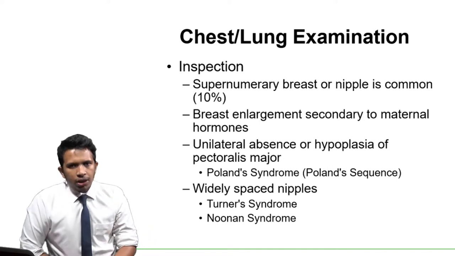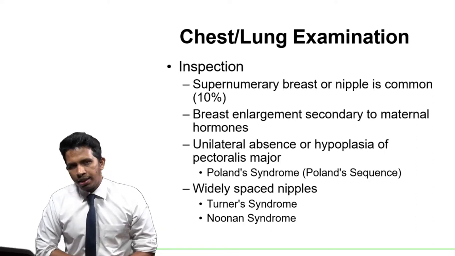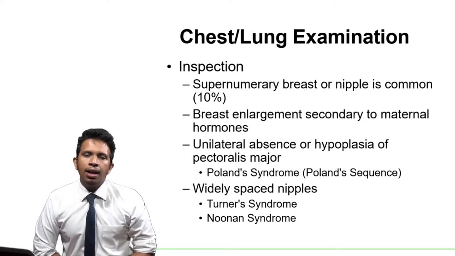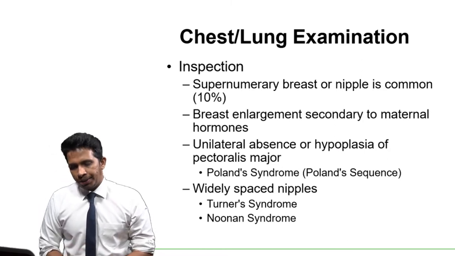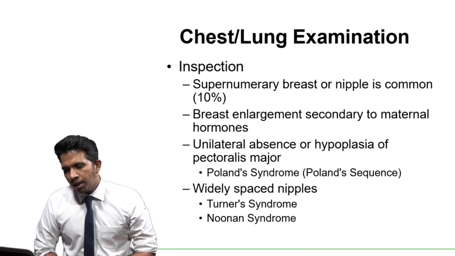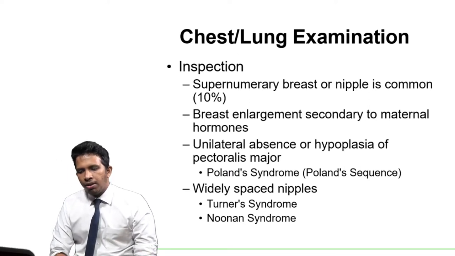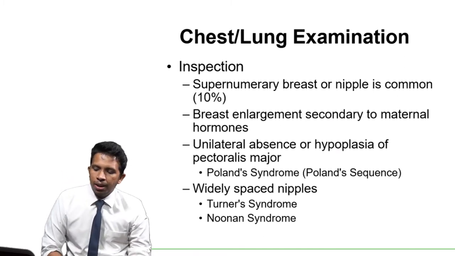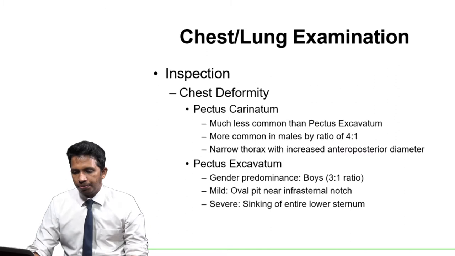Once we have completed the musculoskeletal examination, we will go for systemic examination such as chest examinations, where we have the lung examination and the heart examination. What do we check in the chest and lung examination? First we have to check for inspection. What are we going to look at? We look at the breasts, if they are abnormally enlarged or not, if the nipple is of normal size, and if the nipples are spaced properly or not. Sometimes the nipples can be spaced widely in conditions like Turner's and Noonan's syndrome.